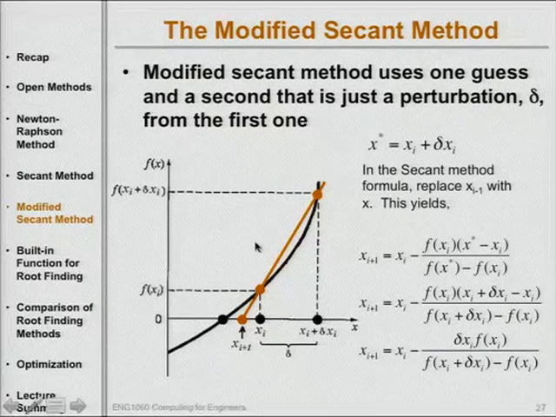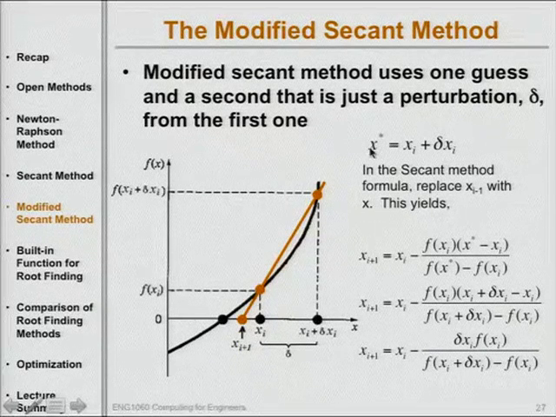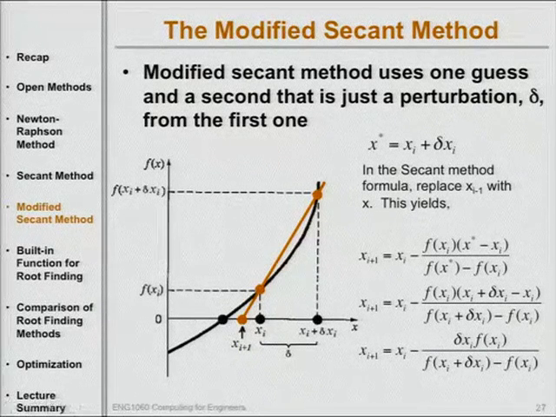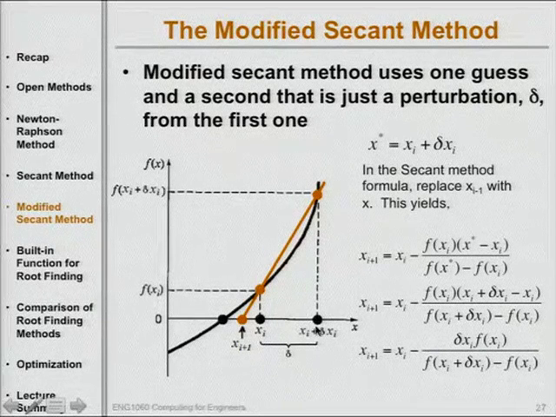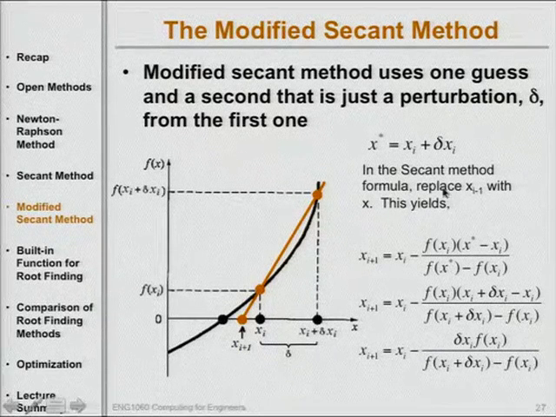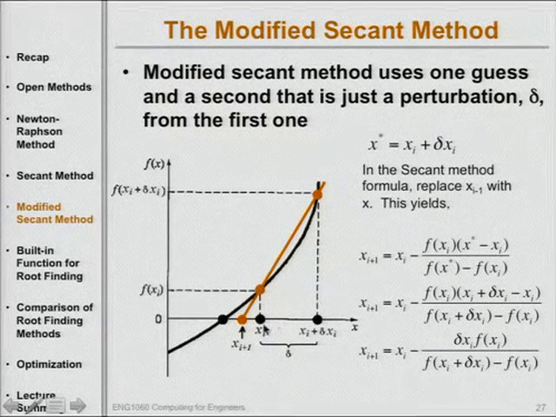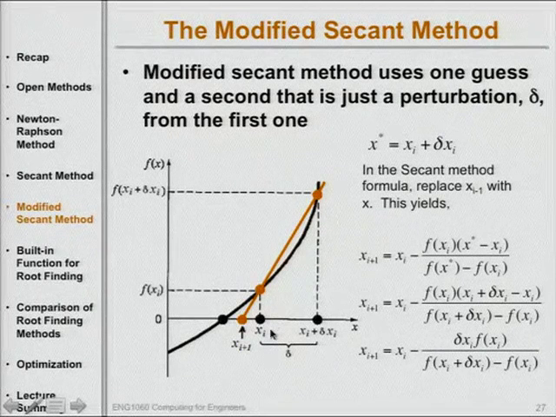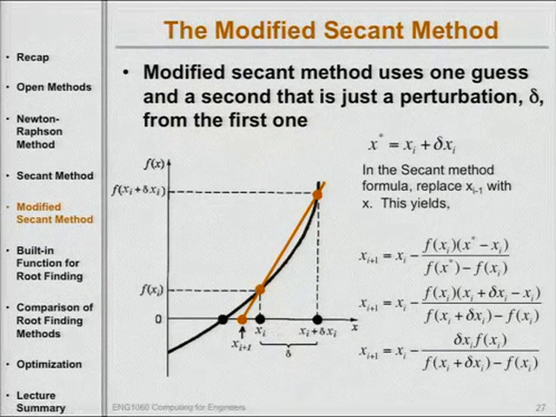The next method is called the modified secant method, and it looks almost identical. But now, instead of using the last 2 guesses of x, in other words x(i-1) and x(i), we're using our current guess, which is xi, and we're just going to add a small delta to it. And in actual fact, you could subtract a small delta if you wanted to. It wouldn't make any difference.